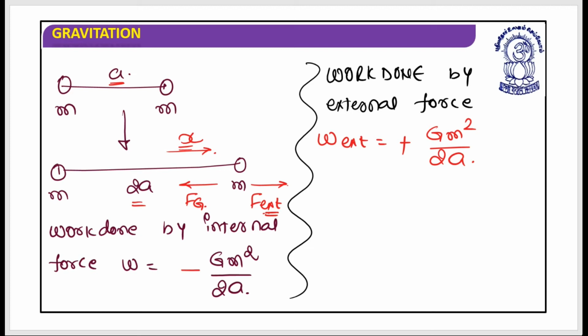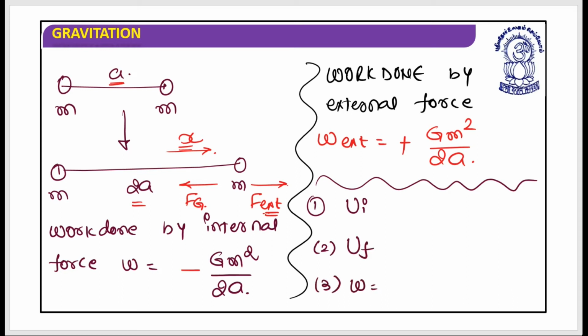So if I write a step by step guide, then at the first step you need to calculate initial potential energy. At the second step you need to calculate the final potential energy. On the third step you need to find out the work done. You can do delta U. Choose either UF minus UI or UI minus UF, it doesn't make any difference. Then you need to decide the sign of work done.